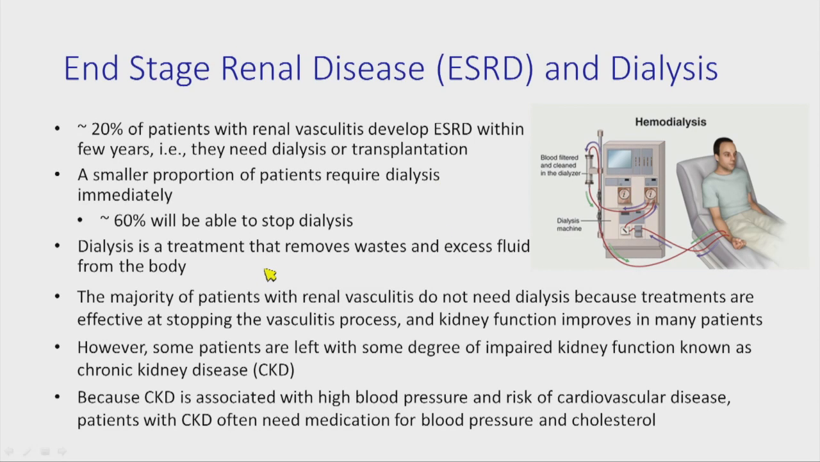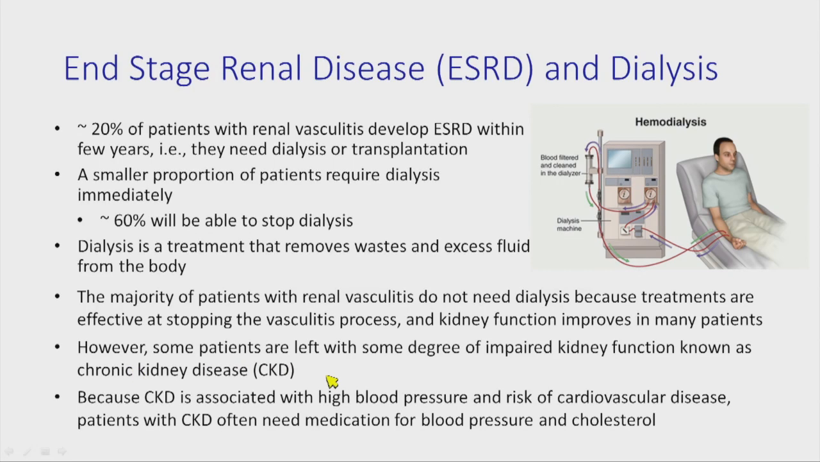Dialysis is basically a treatment that removes waste and excess fluid from the body. So they use a machine that filters the blood and the toxic products from the blood, basically what the kidneys should be doing, that they are not able to do, at least for a while. The majority of patients with renal vasculitis do not need dialysis because treatments are effective at stopping the vasculitis process, and kidney function improves in many patients, especially when the treatment is started as soon as possible.